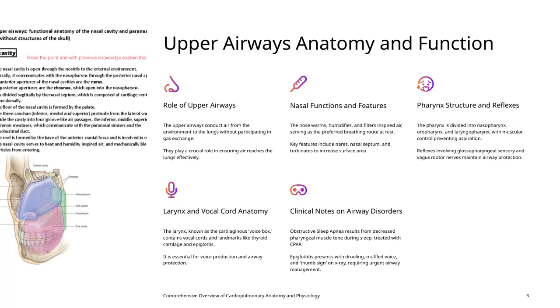Let's start by looking at the anatomy and function of the upper airways. This slide provides a comprehensive overview of the cardiopulmonary anatomy and physiology, which is essential for understanding respiratory health and disorders. First, consider obstructive sleep apnea. It occurs when the muscles in the pharynx relax too much during sleep, leading to airway obstruction. The main treatment for this condition is CPAP, or continuous positive airway pressure, which keeps the airway open throughout sleep.